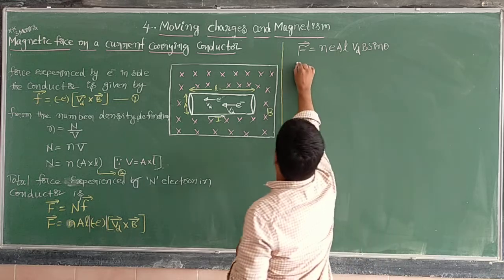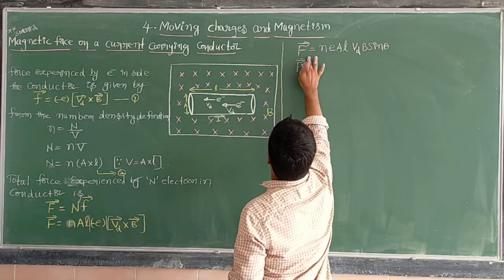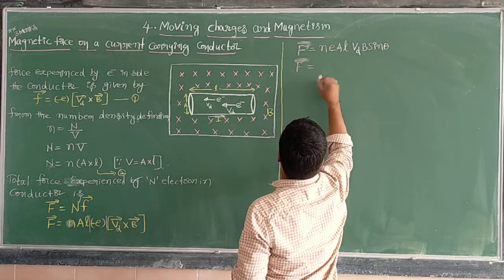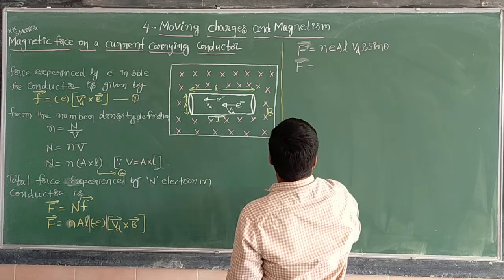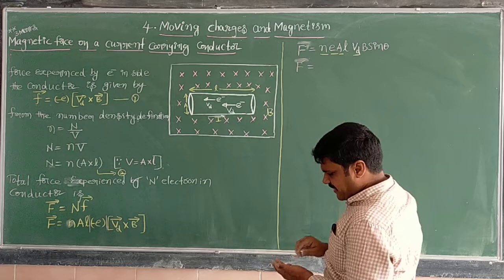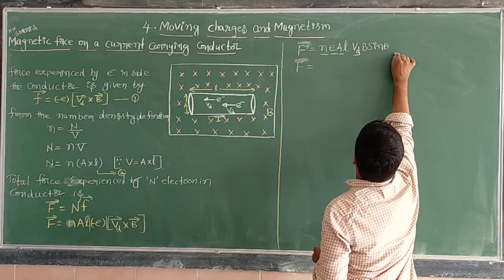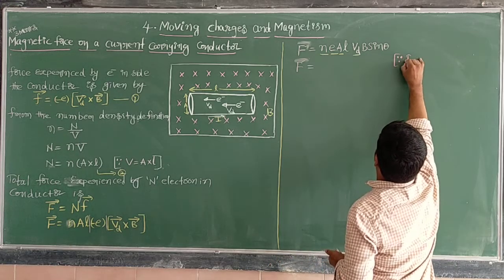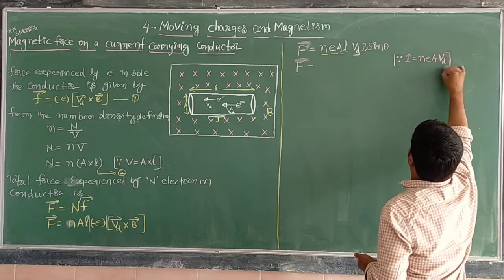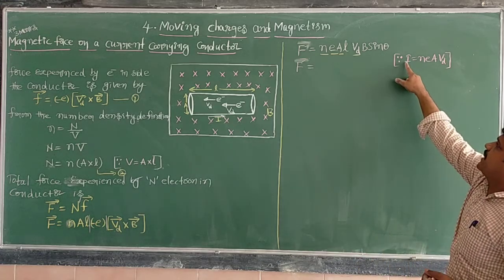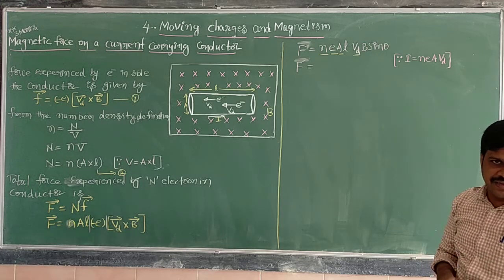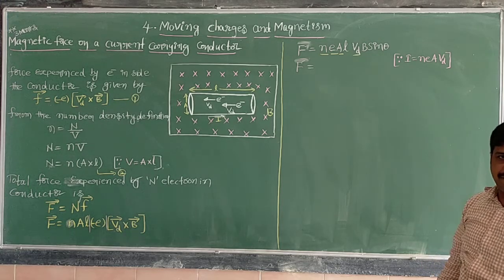Now F is equal to n e A Vd into L B sin theta. Here we have the relation I is equal to n e A Vd. This is the expression relating electric current and drift velocity that we derived in the current electricity chapter. It is important for 3 or 5 marks.